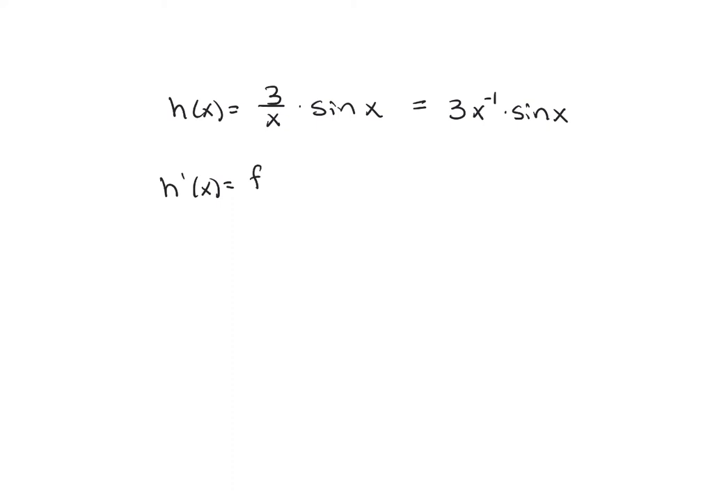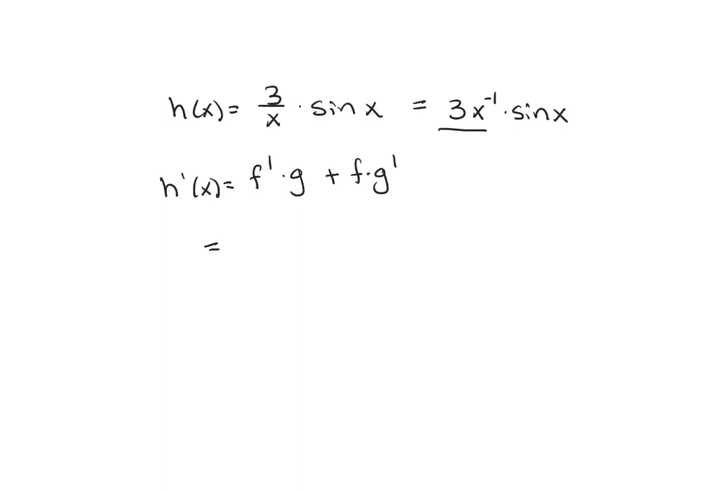Okay, one more example and then we'll look at a table. 3 over x times sine x. So remember, this can be rewritten as 3 times x to the power of negative 1 times sine x. So when we do the derivative, one more time, derivative of the first times the second plus the first times the derivative of the second.